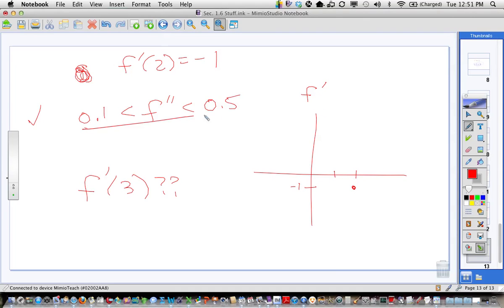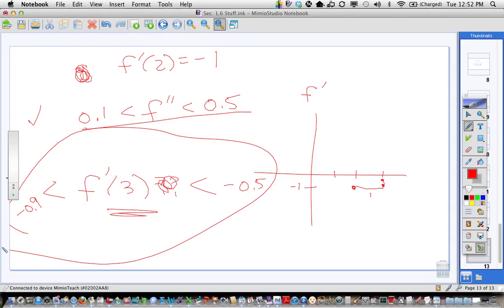And it tells me its slope is between there and there. So if I go over to 3, which is what they're asking me about on the f prime graph, so if I go over 1, I can go what? I have to go at least 0.1. So somewhere between those 2 points is where f prime of 3 has to be. So f prime of 3 has to be between, what's the biggest one? -0.5, right? If I go up 0.5, and the littlest one is -0.9. So they ask for an upper and lower limit, or lower bound.